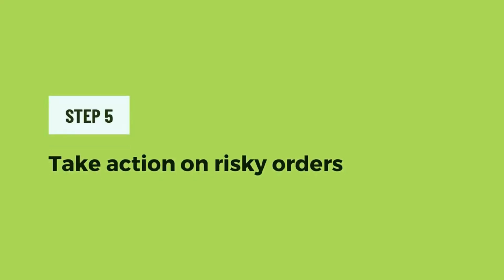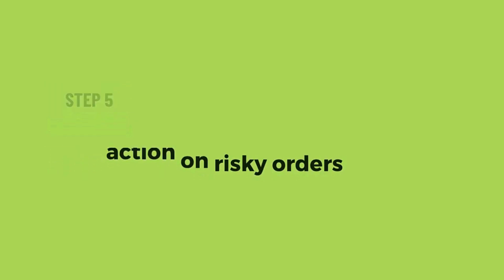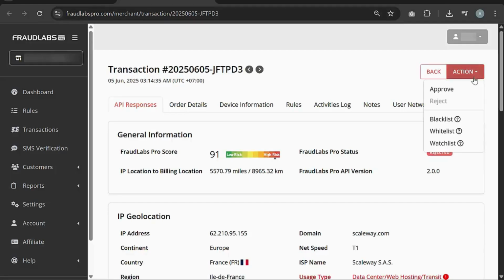Step 5. You can take action on risky orders. Click on Action. You can either approve, reject, or take additional actions like blacklist, whitelist, or watchlist. For a manual review order, you can either approve or reject the order after reviewing the fraud report. For this demonstration, the test order was rejected. You can consider blacklisting this order to prevent a similarly risky order.